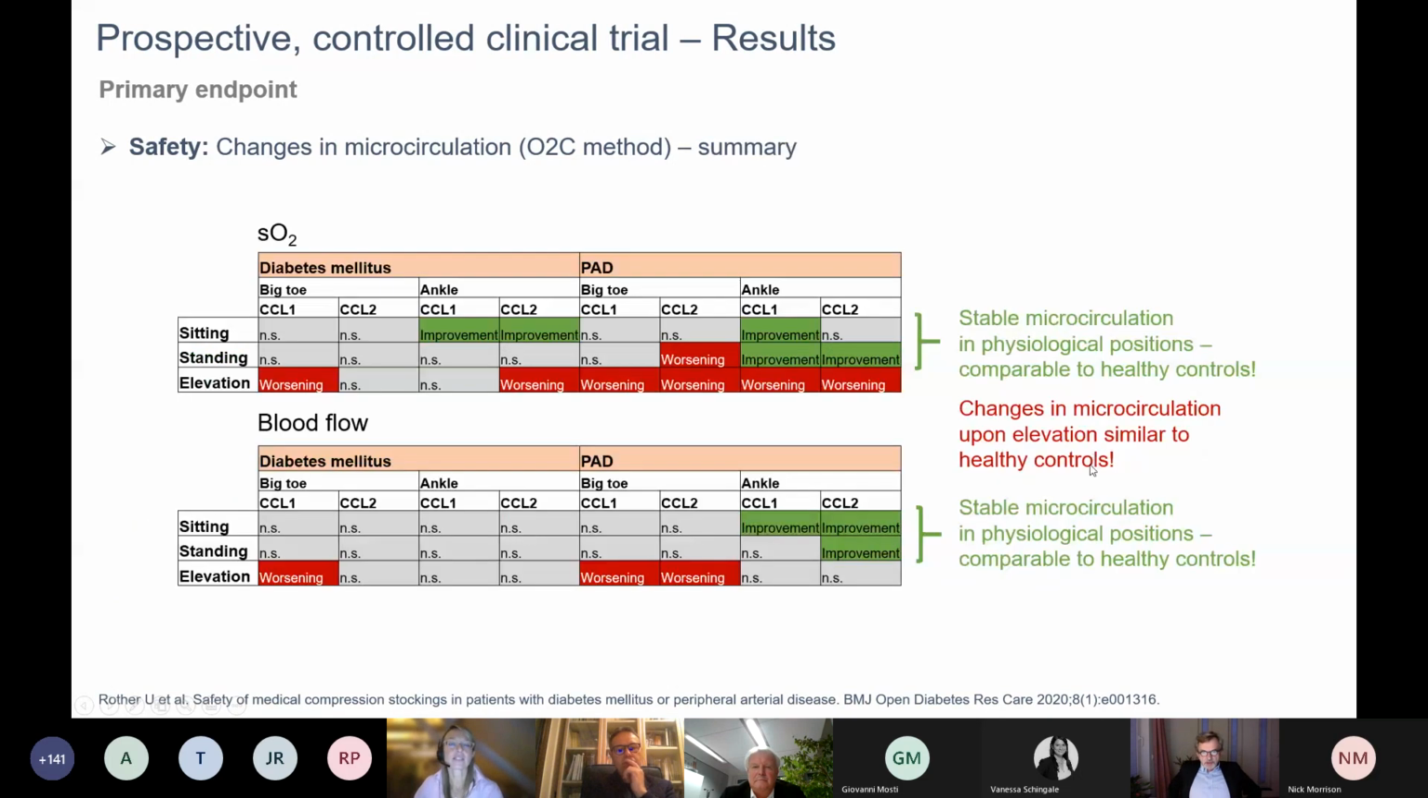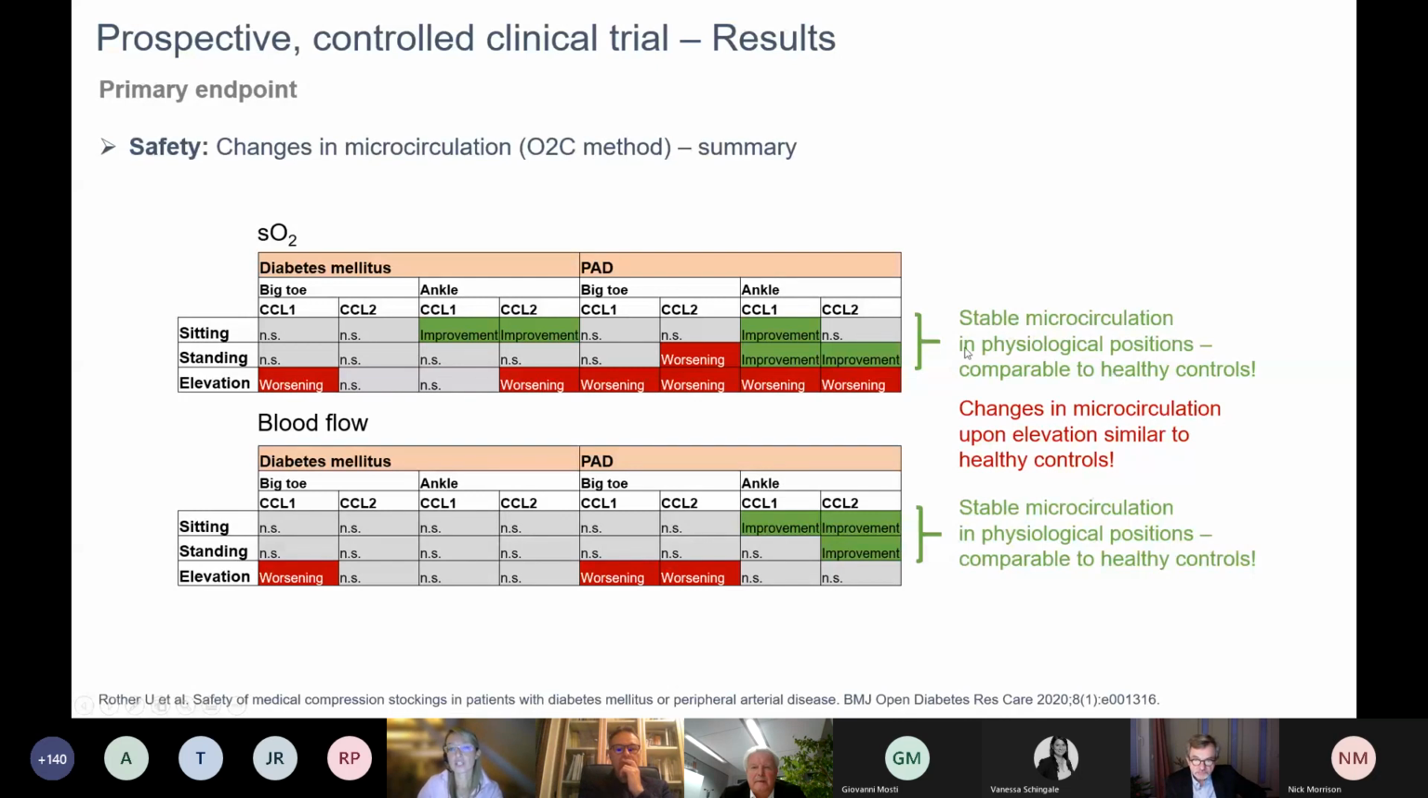On the next slide, I summarize the results of the O2C method and the changes in microcirculation. And I also want to show you, of course, the results of the elevation provocation test. Here I can tell you that the changes in the microcirculation upon elevation were absolutely similar to the changes in the healthy controls we included in the study, because there was also a worsening, and this was also true in the PAD and diabetic patients for some positions. But I think we have to focus on the physiological positions, because these are really the positions of the patients in their daily life, namely the sitting and standing position. And here we have an absolutely stable microcirculation, which was also comparable to the healthy controls.